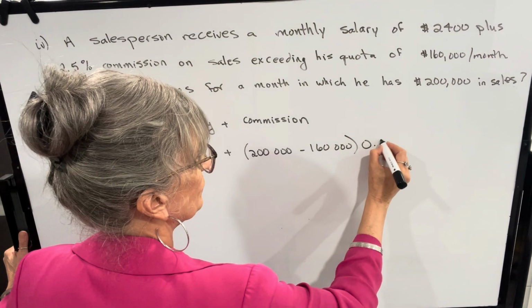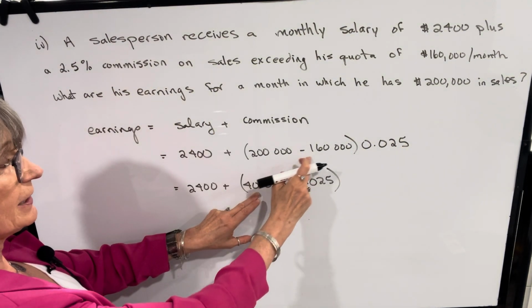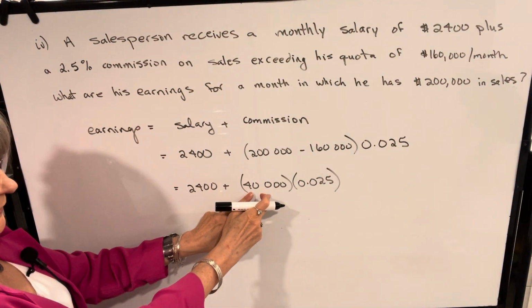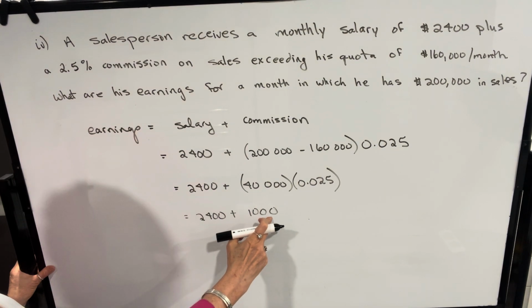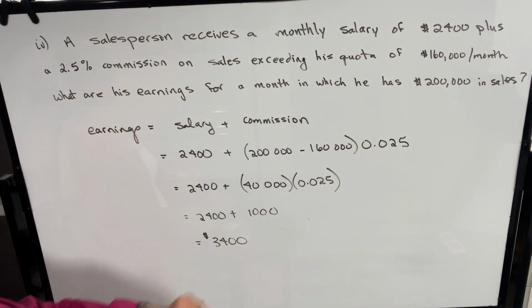So as a decimal, 2.5% is 0.025. The amount in excess is $40,000. So we take 2.5% of $40,000. That's equal to $1,000. So the total earnings for that month will be $3,400.